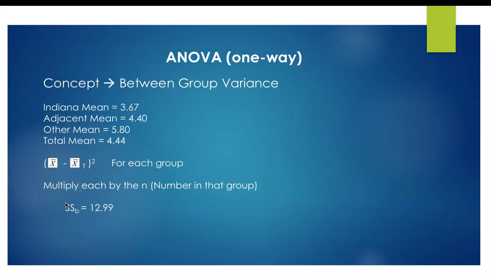Now we're going to calculate the between group variance. The means, as I mentioned before, 3.67, 4.40, 5.80, and the total mean is 4.40. So this time we compare each of those group means to the overall mean. And then we would, again, multiply the number by how many people are in that group, 6, 5, and 5. The total we got here is 12.99.